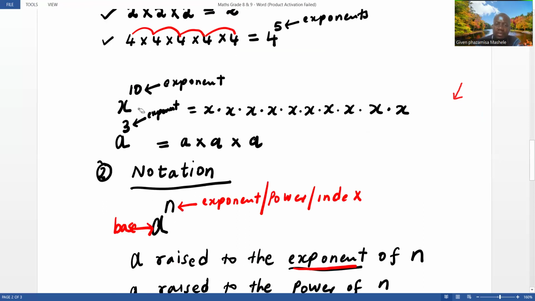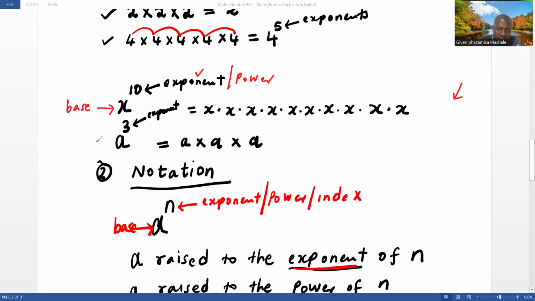Now, for example, if you look at what we said here, we said x to the power of n, or x raised to the power of, I'm going to say 10. What is the 10 here? 10 is our exponent, or our power. We can call it a power or an index. Then this x here, which is a variable, is called a base. So this is the base, and this one is an exponent.